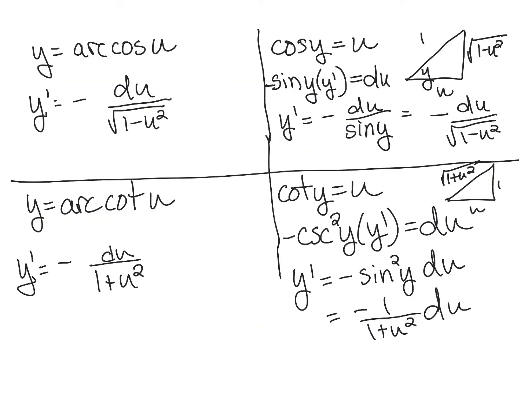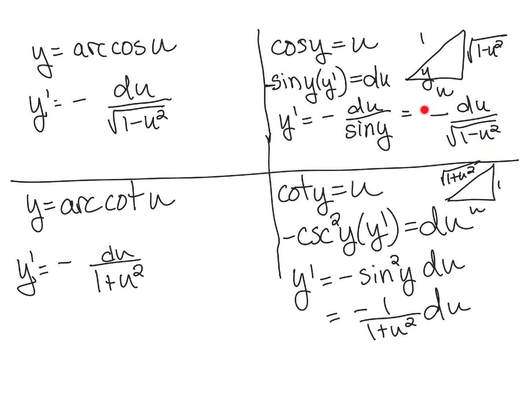Now let's look at the arccosine. So y is the angle where the cosine equals u, right here. Cosine is adjacent over hypotenuse, Pythagorean theorem. Derivative of cosine is minus sine. Chain rule, the y prime equals the derivative of u. Divide away the negative and the sine. Sine is root over 1. Sine is on the bottom.